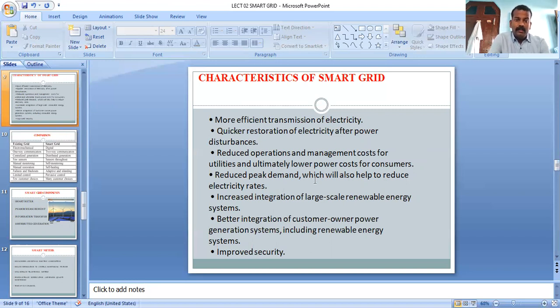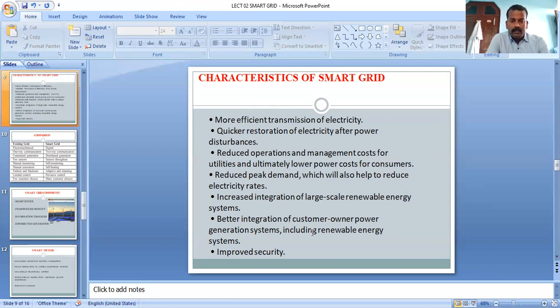Peak demand means the situation where, if the peak demand is sensed by the smart power grid, the smart sensors and controllers sense it, analyze it, and take decisions and actions corresponding to the peak demand, and this helps to reduce the electricity rates. Increased integration of renewable energy: integration is possible in a smart grid.